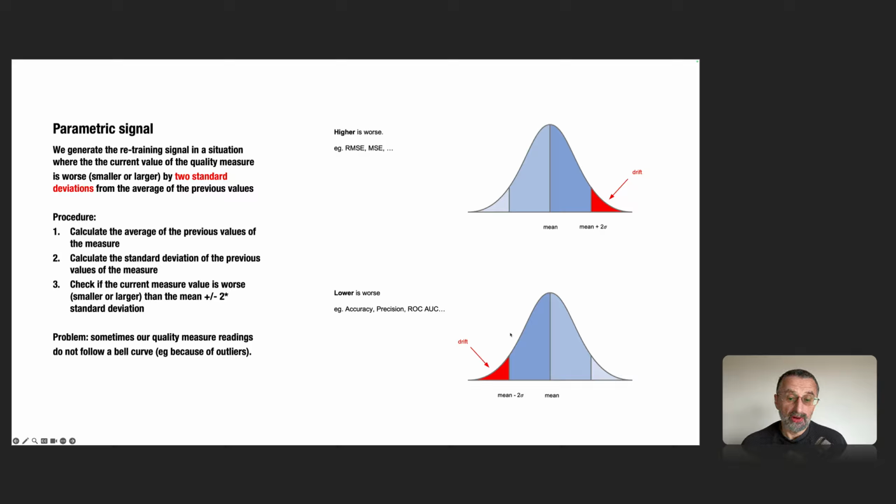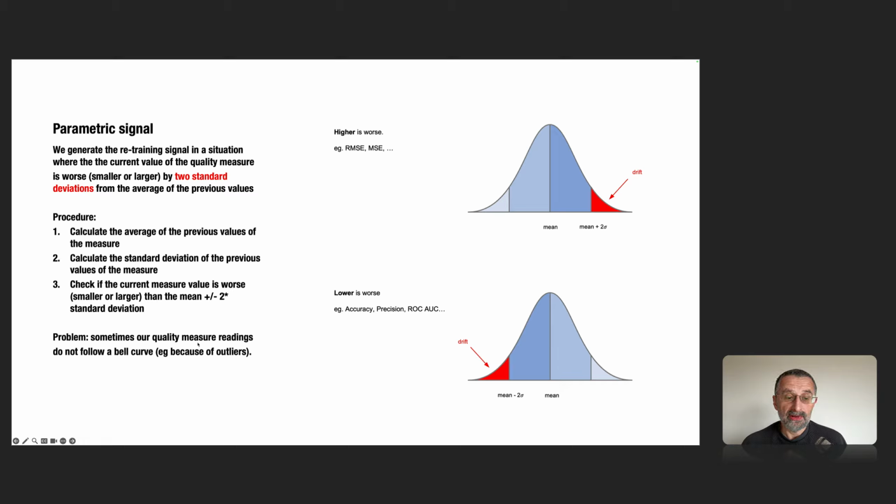Okay, so on the opposite, when we have a measure like accuracy, precision, ROC, AUC, which is worse if it's lower, we have a very similar procedure, but we trigger the retraining signal in case the value of the measure is lower than mean minus 2 standard deviations. So the procedure is simple. You take all your previous measurements, you calculate the average of them, you calculate the standard deviation, you check if the current measure value is worse, smaller or larger than the mean plus minus 2 times standard deviation.